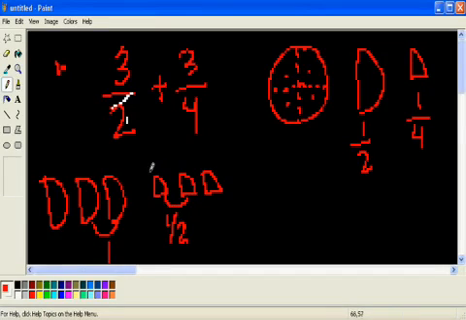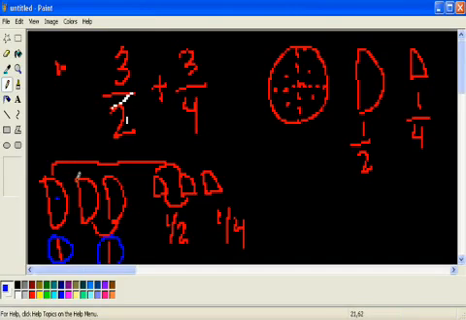So in a different color, I'm going to circle the numbers that I ended up with. I ended up with a whole, right? I ended up with another whole when I added this half with these halves. And now what was left over was a fourth. So if I add up these numbers that are circled in blue, I'm going to end up with 2 and 1/4. Okay?